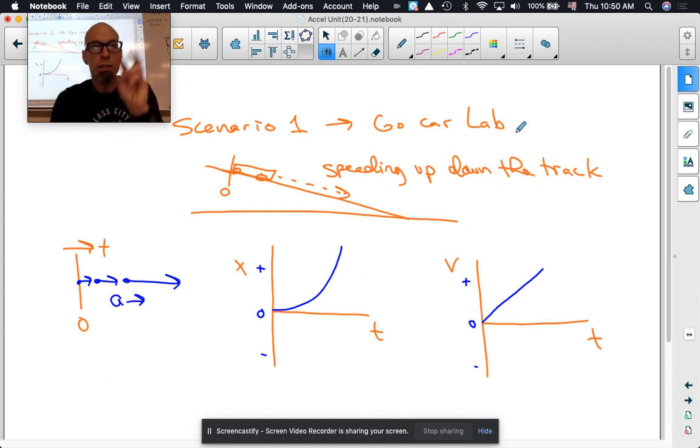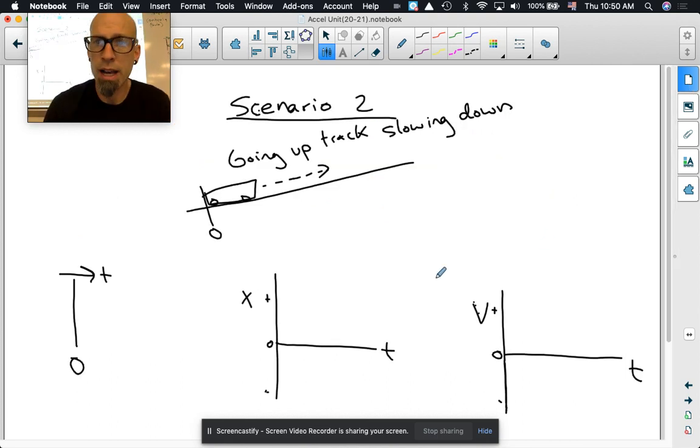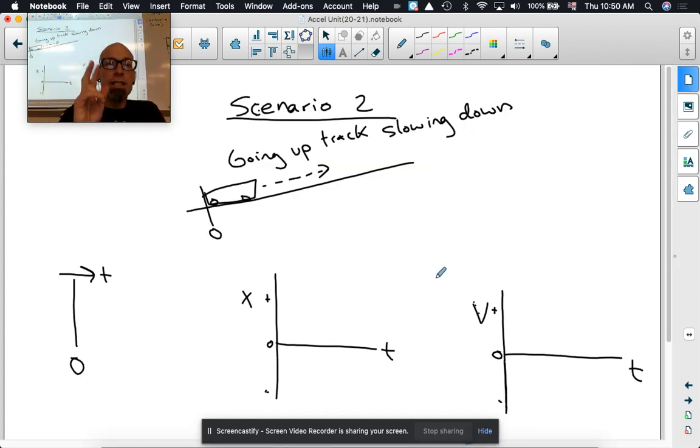Then scenario two, and here's where you're going to have to try to make some predictions. I know I'm flying through this. I'm trying to do this quickly. Scenario two was this. I put the go-car at the bottom of the track where the detector was, and I pushed it up the track. So it started going fast, and then it's slowing down as it goes up.